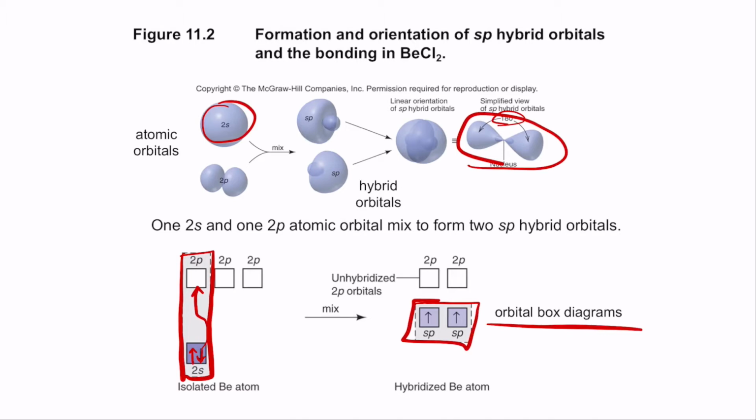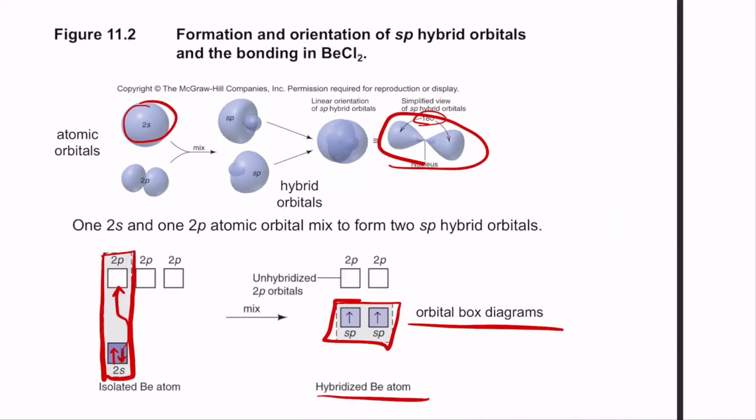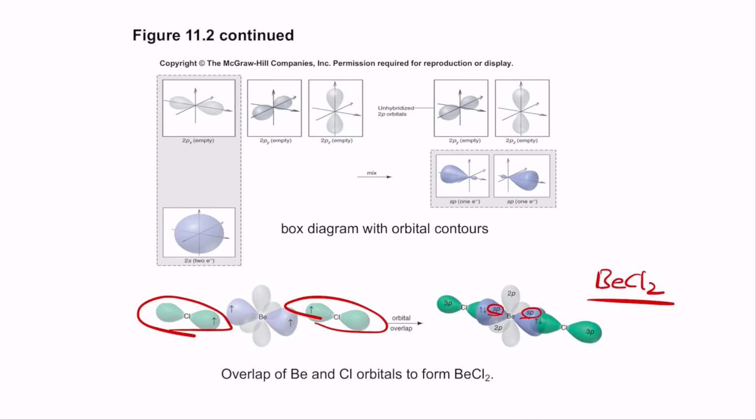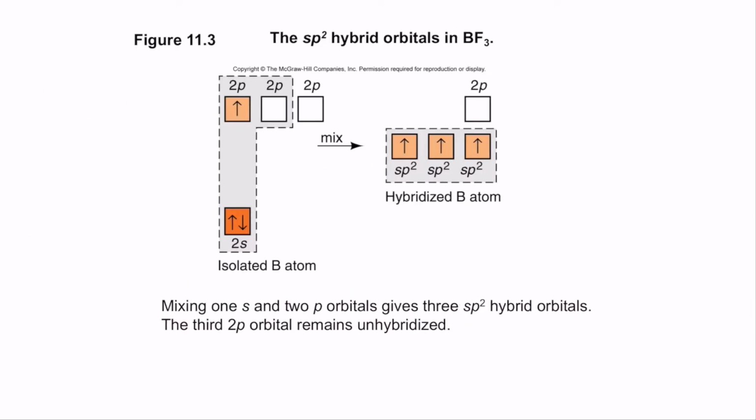So this is the hybridized beryllium atom that we are looking at. In terms of the shape, if you have two chlorines with 2p orbitals that have one electron each, they can bond with the sp orbitals of beryllium, forming BeCl2. So this is the linear structure of BeCl2 that can be explained by this.